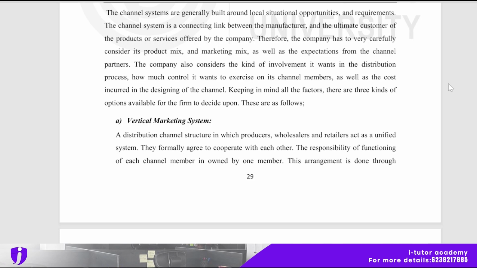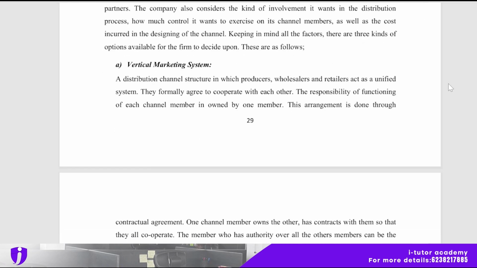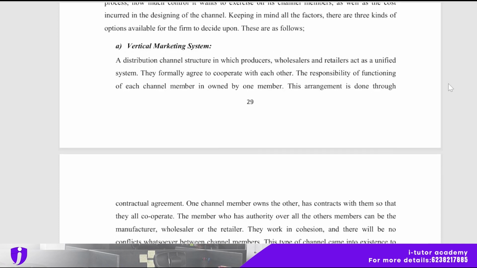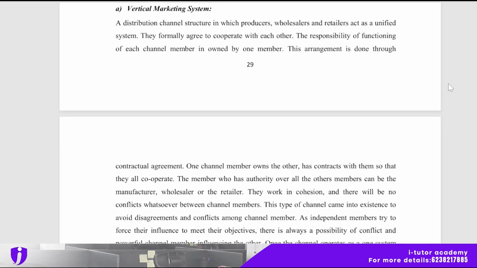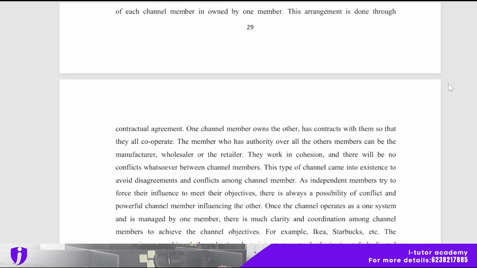Keeping in mind all the factors, there are three kinds of options available for the firm to decide upon. These are as follows. Option A, vertical marketing system. In a vertical marketing system, a distribution channel structure in which producers, wholesalers and retailers act as a unified system. They formally agree to cooperate with each other. The responsibility for the functioning of each channel member is owned by one member.